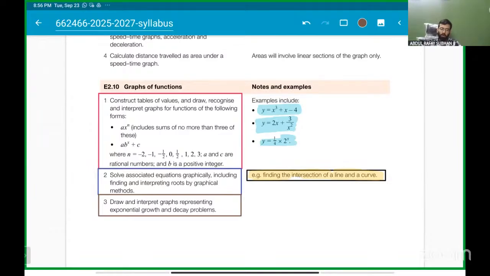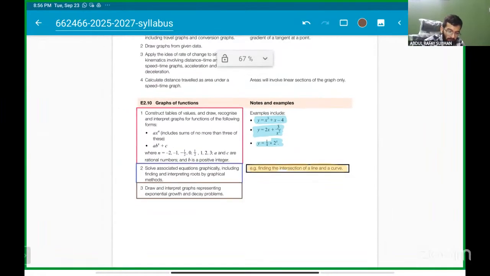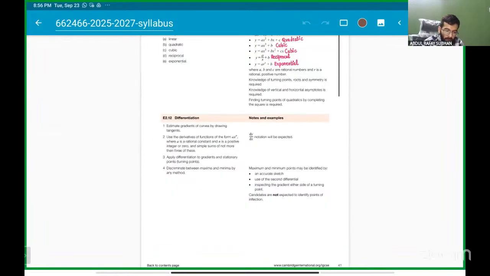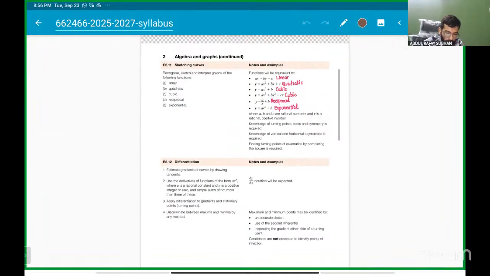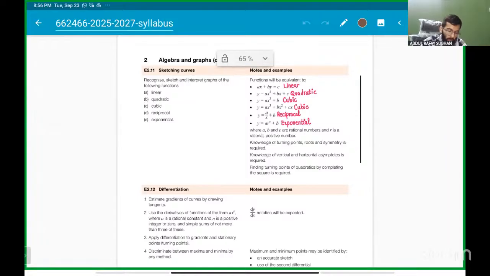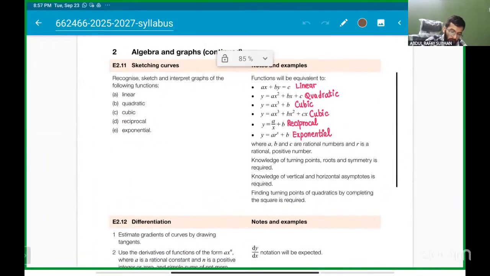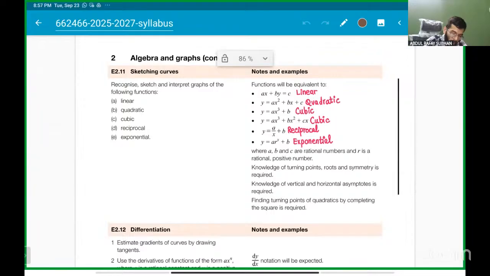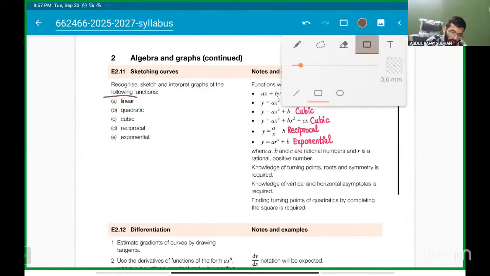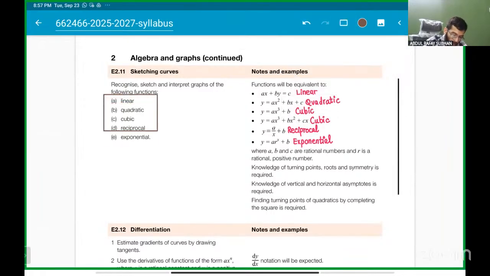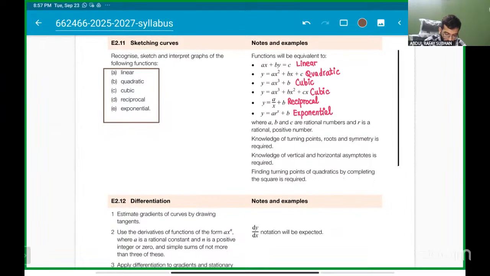Is everyone getting it? Students, is it clear? People got it? Any question? So this is all graphs of functions completed. Is everyone following? Understanding, clear? Hello. So what is left is how do we sketch now? How do you sketch, which is part two of the graphs? How do you sketch the curves: linear, quadratic, cubic, reciprocal, exponential? How do you sketch all of them?